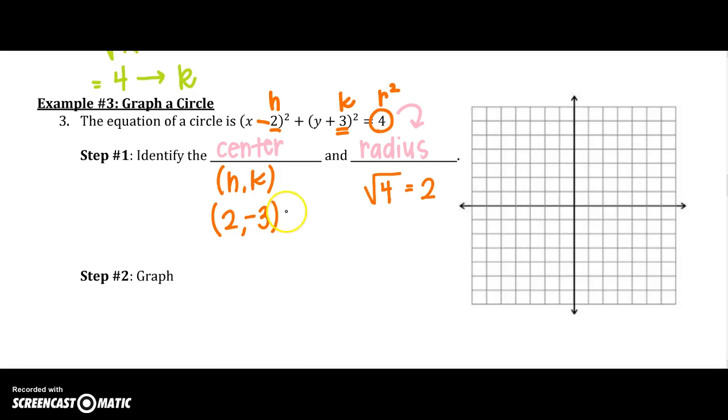So I'm going to start out by plotting my center, 2, -3, and then my radius is 2 units up, 2 units right, 2 units down, 2 units to the left, and then I am just going to connect my exterior points. Alright, not too bad.